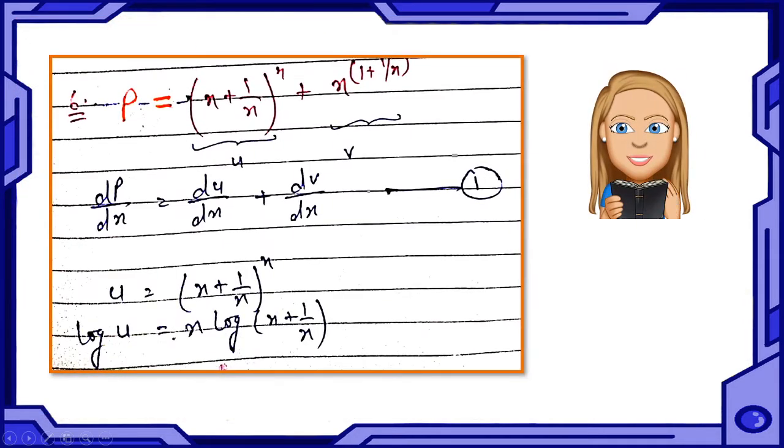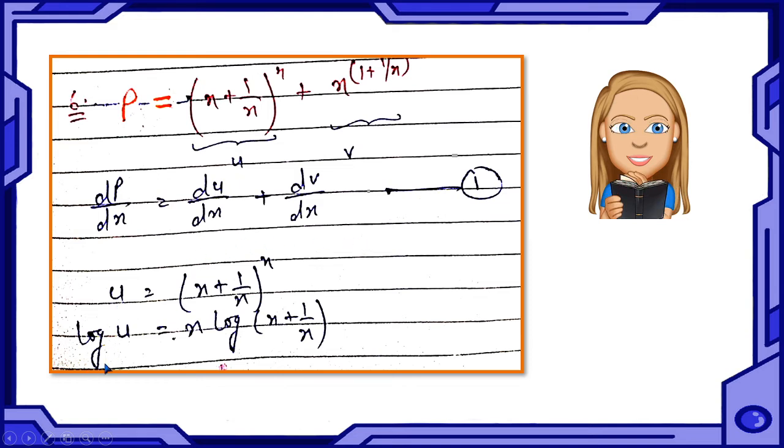Question number 6 here. Let it be equal to p. p is equal to (x plus 1 by x) whole raised to the power x, plus x power (1 plus 1 upon x). Let this term be u and this term be v. So dp by dx will be equal to du by dx, because we are assuming this term as u, plus dv by dx. Let's talk about these terms one by one. Let's talk about u first of all.